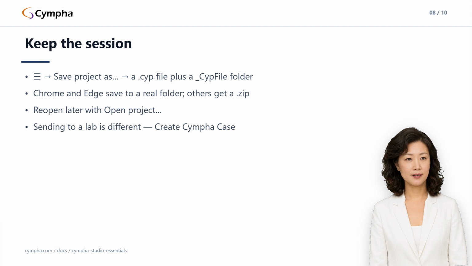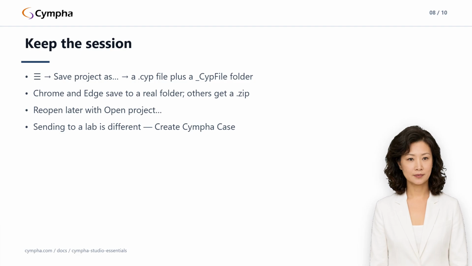When you've assembled something worth keeping, scans loaded, photos added, measurements dropped, save it as a project. Save project as, in the hamburger menu, picks a folder and writes a CYP project file plus an asset folder alongside it. Chrome and Edge save into a real folder on disk. Other browsers fall back to downloading a zip. Reopen it later with Open Project, and the whole session comes back.